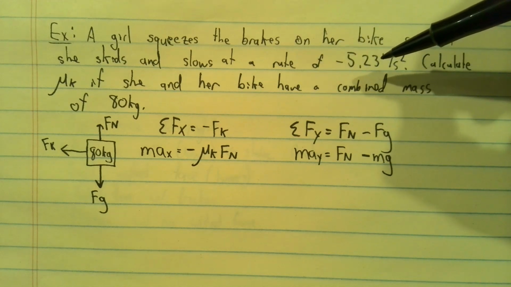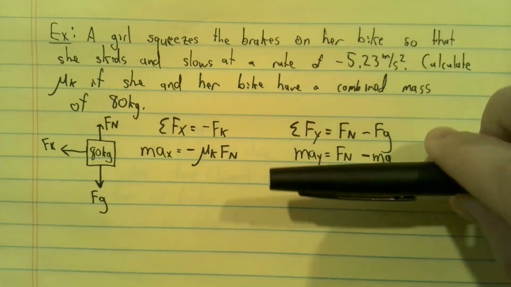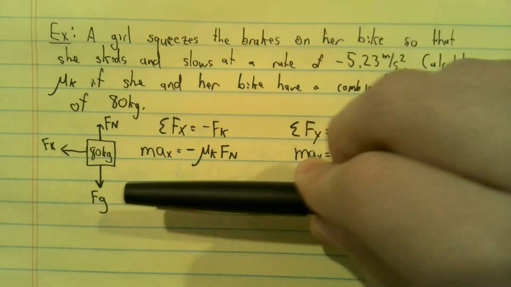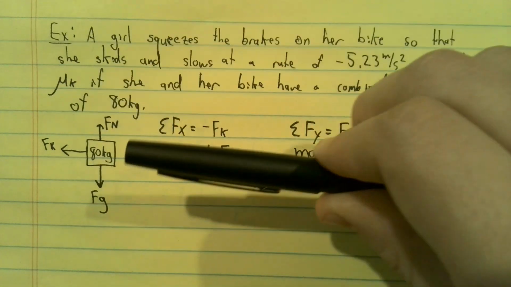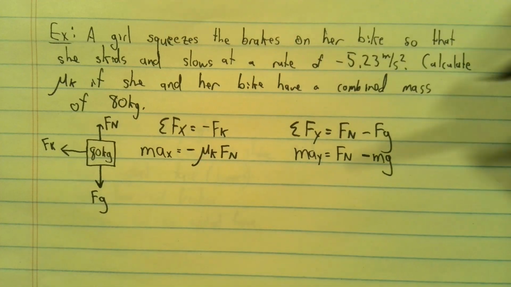And Fn, well, this is one of those cases where Fn is mg. She has no vertical acceleration. She's sliding sideways. She's not bouncing up. She's not going off a ramp. So Fn and Fg are equalizing. So we kind of don't really need this equation once again. I could just plug in mg right here.